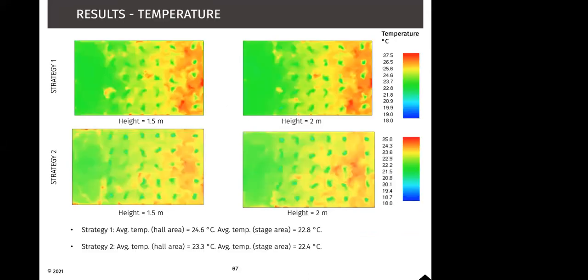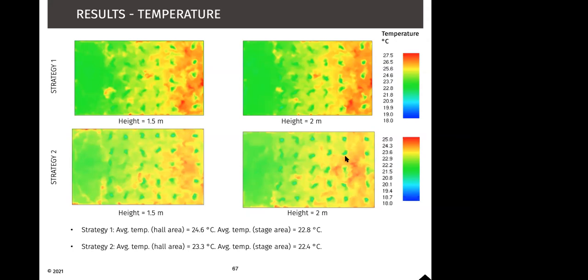Why that was done is that for strategy 1, because there were only 2 return air risers provided at the back of the hall, you can see that the heat is accumulating at the back of the hall. The room design temperature was 23 degrees plus minus 1. In this case, we see that at the back of the hall, there is a peak temperature of 27.5 degrees. Whereas in strategy 2, once the supply CFM was increased and the number of risers were increased at the back of the hall, the peak temperature is now around 24 degrees.